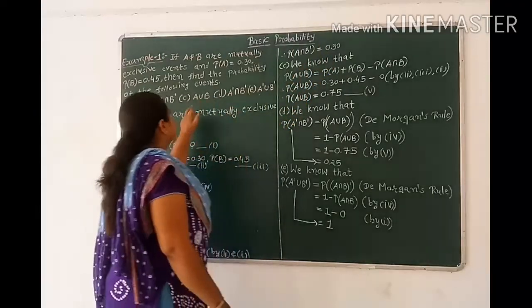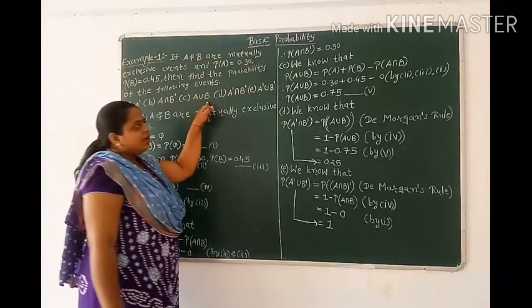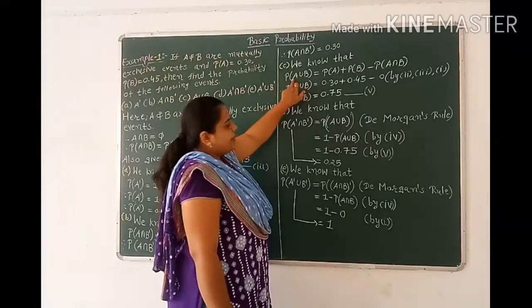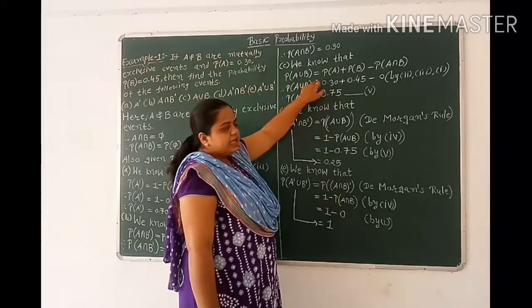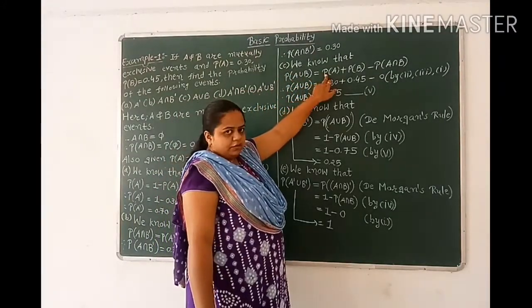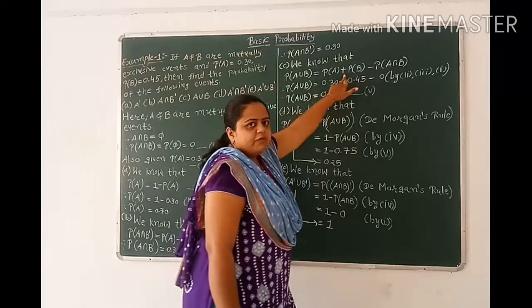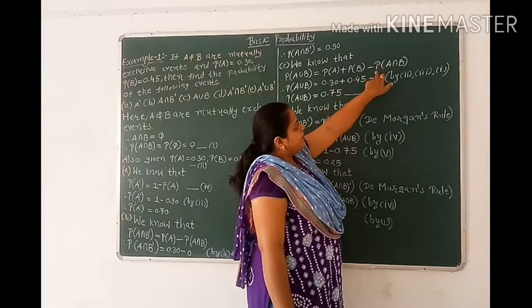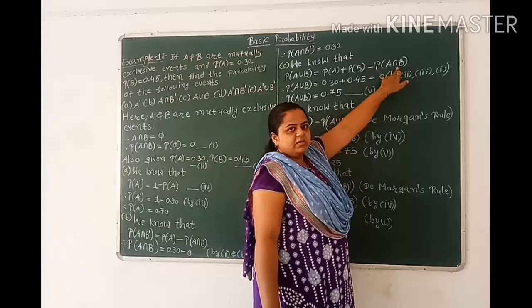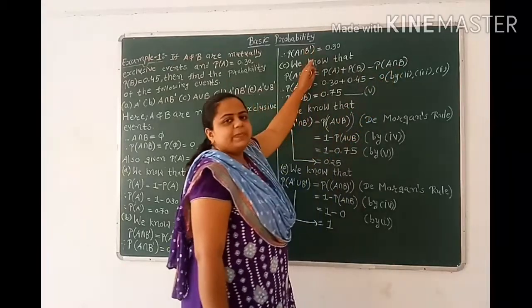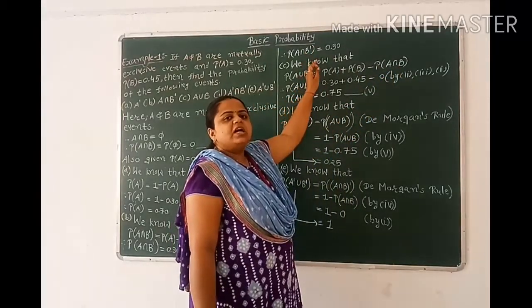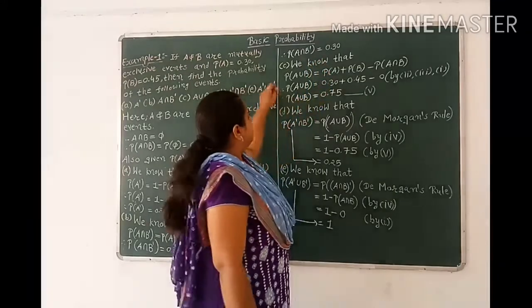Now next one is A union B. We know that probability of A union B equals probability of A plus probability of B minus probability of A intersection B. This is the statement of the addition theorem for probability.